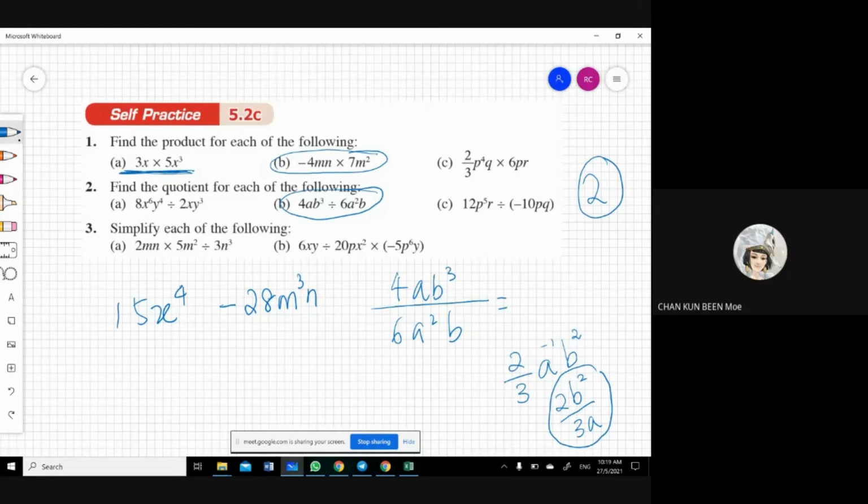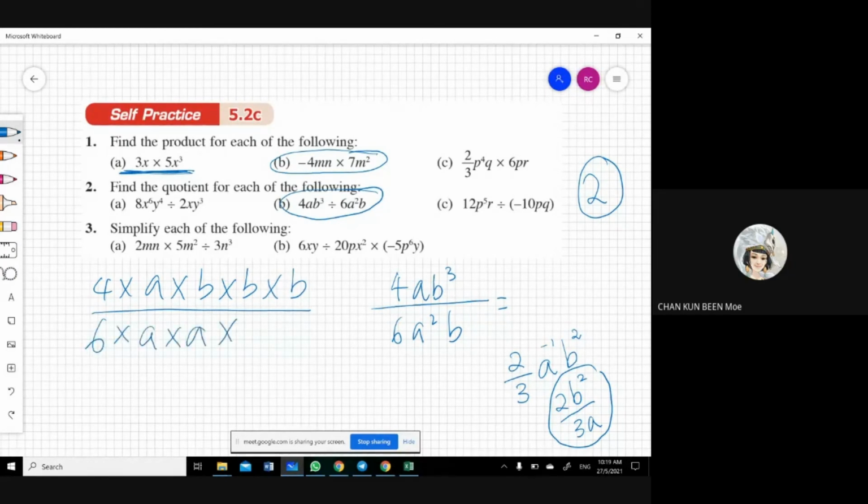Yes. Okay, let's check. So, if we write down in the repeated multiplication form, we will have 4 times a times b times b times b. I have to show you this. This is a longer method actually. But no matter how, you have to use this first. Okay. So we need to simplify it. So simplify 2 to 4, 2, 3, 6. A cancel with A, B cancel with B. Done already. So the answer will be 2b squared over 3a. Yes, Madeline got it right.